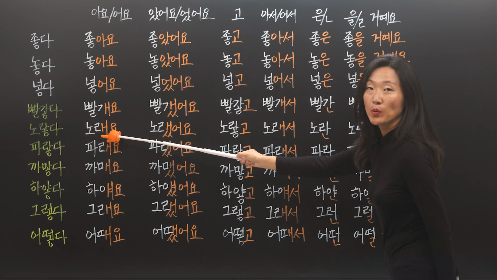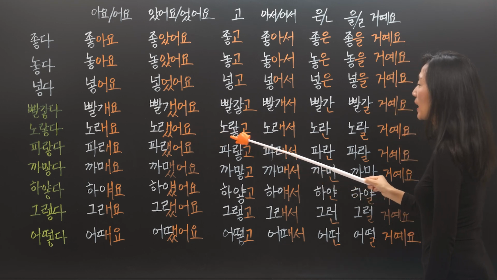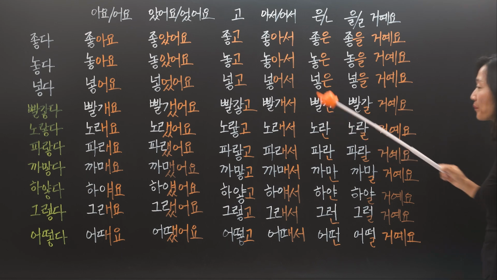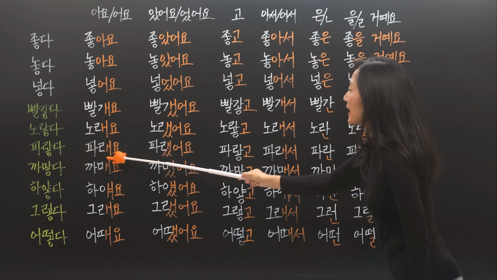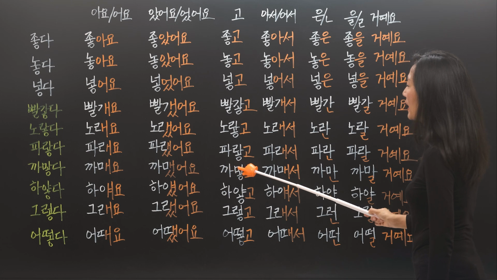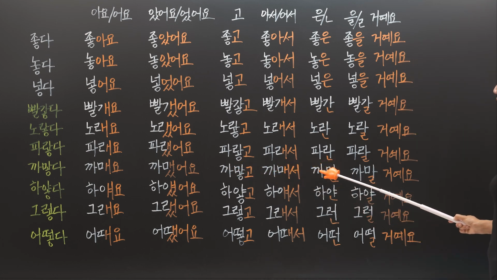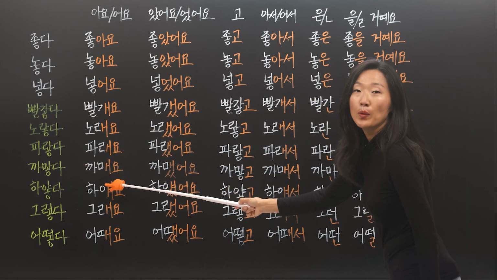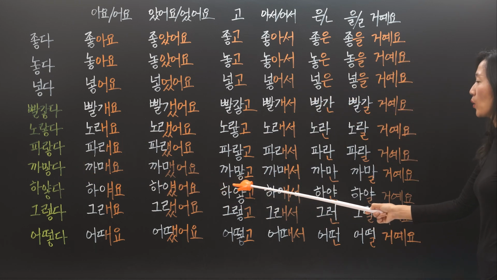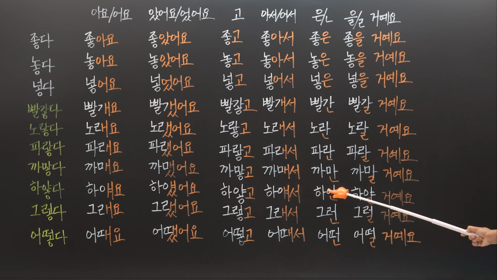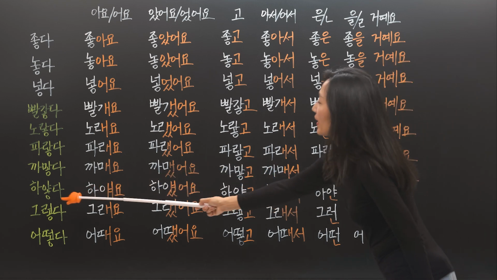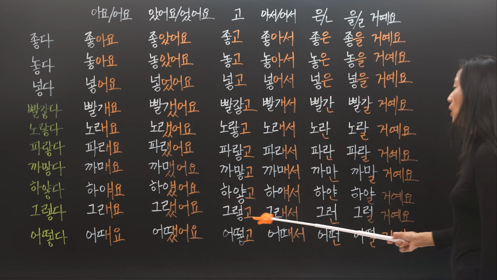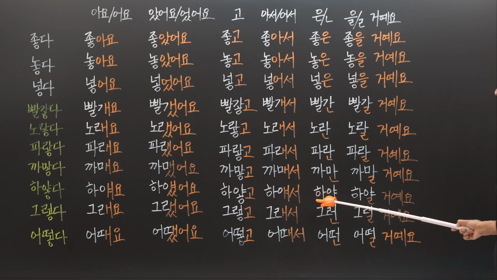노랗다, 노래요, 노랬어요, 노랗고, 노래서, 노란, 노랄 거예요. 파랗다, 파래요, 파랬어요, 파랗고, 파래서, 파란, 파랄 거예요. 까맣다, 까매요, 까맸어요, 까맣고, 까매서, 까만, 까말 거예요. 하얗다, 하얘요, 하얬어요, 하얗고, 하얘서, 하얀, 하얄 거예요.